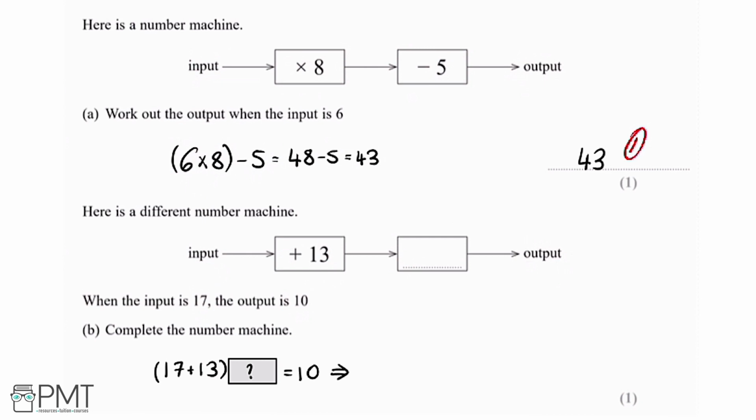So if I do 17 plus 13, that is 4, and then we've got our mystery operation here, and that equals 10. And if we have a think, how can we get from 4 to 10? We can add 6, because 6 plus 4 is equal to 10. So completing the number machine up here, we're going to have add 6, giving us our second mark.